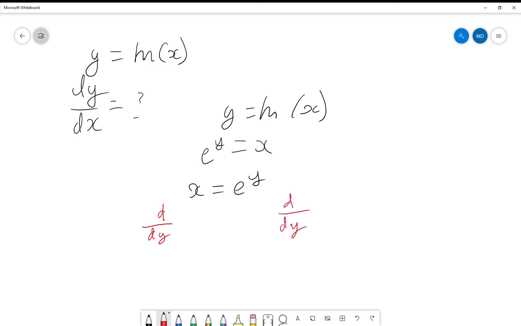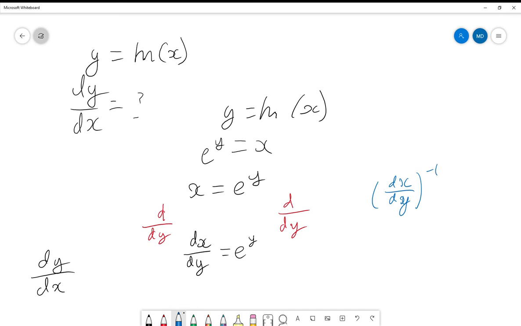Now, e to the y differentiated with respect to y is just e to the y. That's almost our definition of what e to the y is. And x differentiated with respect to y is dx by dy. But we don't want that, we want dy by dx. But hopefully we can see that it's just the reciprocal. This is the use of the chain rule. Strictly speaking, this isn't justified without some level of proof involved, but for now you can take it as read that the reciprocal of dx by dy is equal to dy by dx.